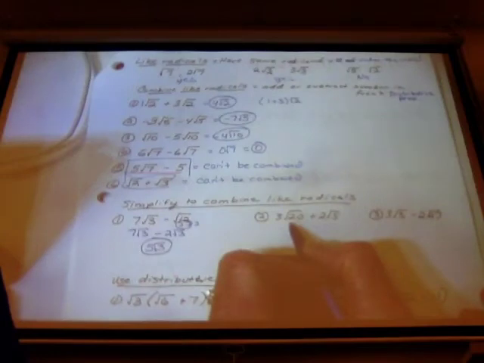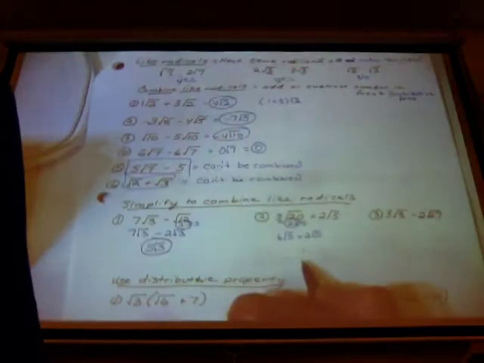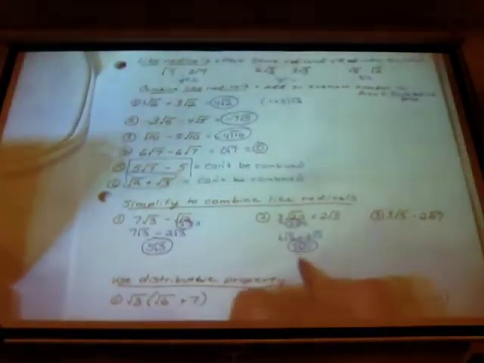Darren, on number 2, what would you do? 6 radical 5 plus 2 radical 5. Okay, because you factor this. He took out a 2 and he got the 6 radical 5 plus 2 radical 5. And what would be my final answer? 8 radical 5. Very good. Okay, Adam, what would you do on this one? Yes, number 3.